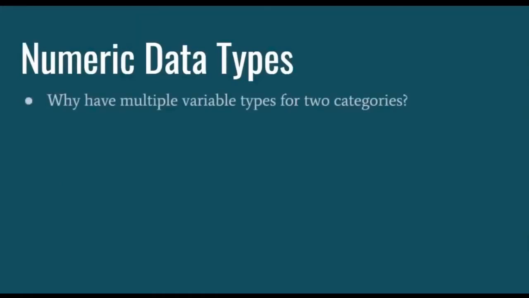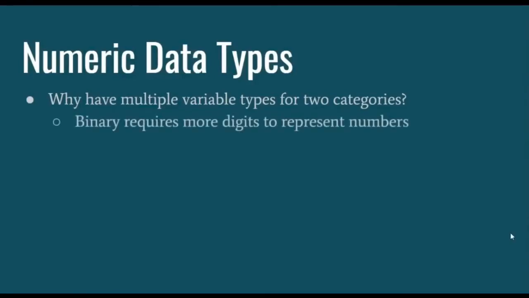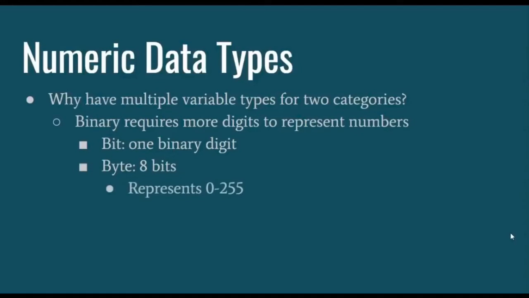So why do we have multiple types if we only have 2 categories? If you remember, binary needed 3 digits to represent the number 5. Decimal only needed 1. This means that binary requires a lot more digits to represent numbers, especially as numbers get bigger and bigger. Binary is grouped into sections of 8 bits, or binary digits. These groups of 8 are called bytes and can represent 256 values. A decimal number with 8 digits could represent just short of 100 million.